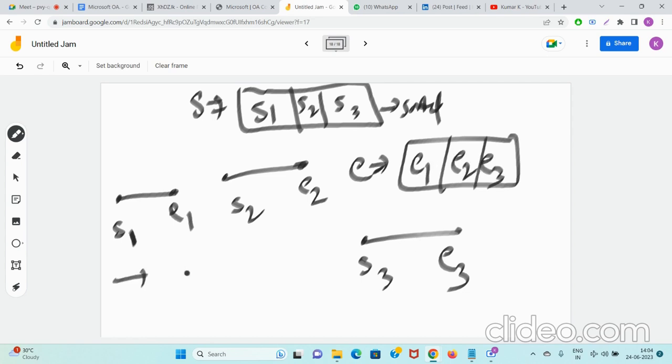And I also created a pair of array which is storing both the things also: S1, E1, S2, E2, S3, E3. No one will explain you in this detail like I am doing.